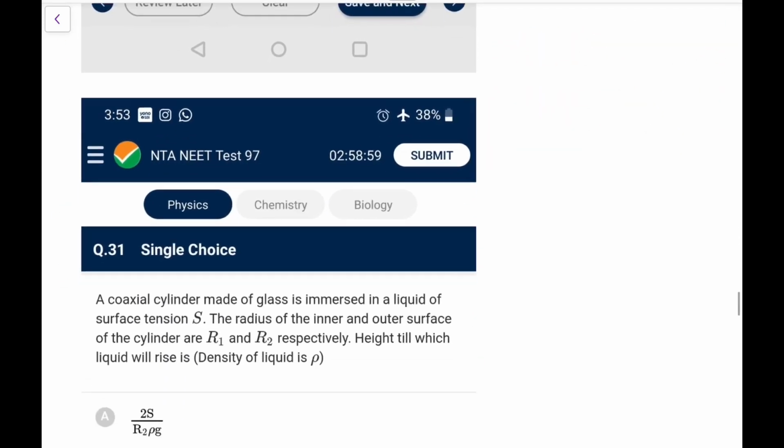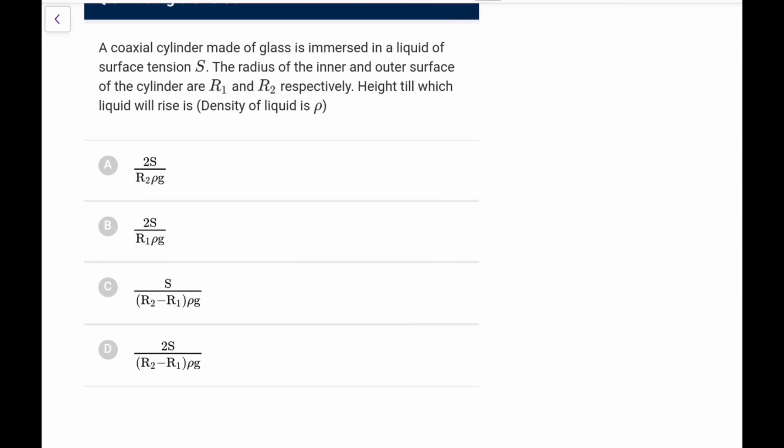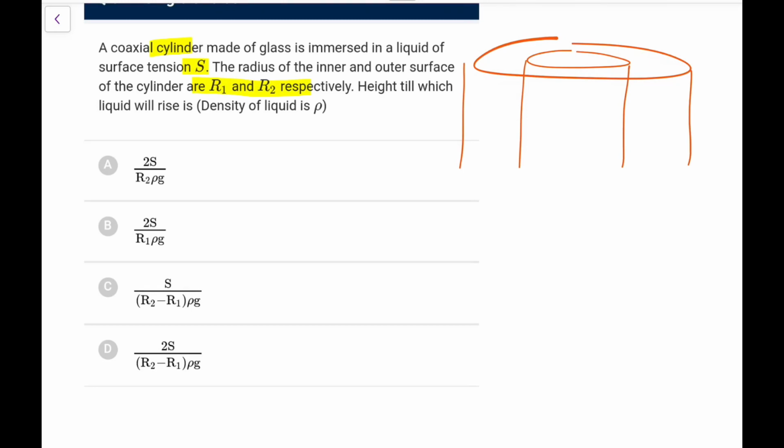Next, a coaxial cylinder made of glass is immersed in a liquid of surface tension S. The radius of the inner and outer is r1 and r2, and the height till it will rise is going to be? So what is the height it will rise? We have done such a question before in some paper. What we will do, take it like this. Consider this to be the surface, whatever it would be, so it would be somewhere here. And the contact in this surface will push it upwards in the limiting case.